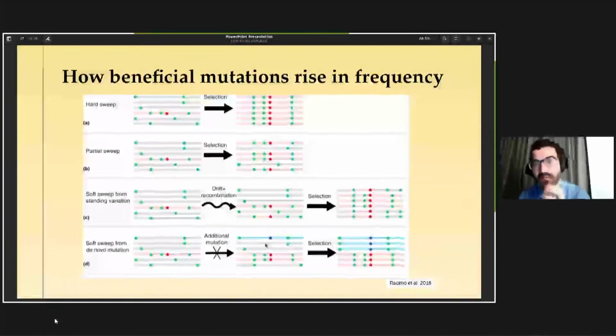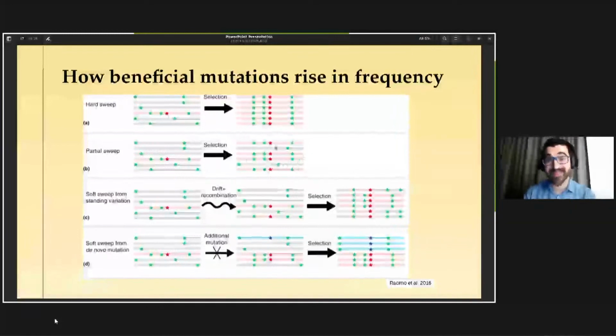Just to have an idea of which are the different models of how selection happens and how beneficial mutations rise in frequency, one good example would be a hard sweep. So this is the classical example of how, in a species, let's imagine those are chromosomes that belong to different individuals, there's a beneficial mutation that provides this individual more fitness, so that it rises in the population until becoming the norm.